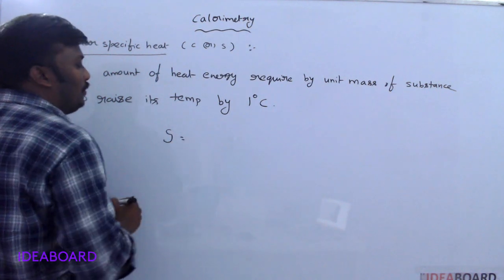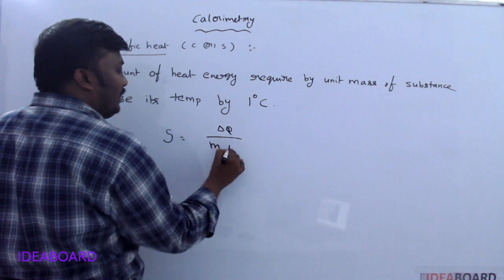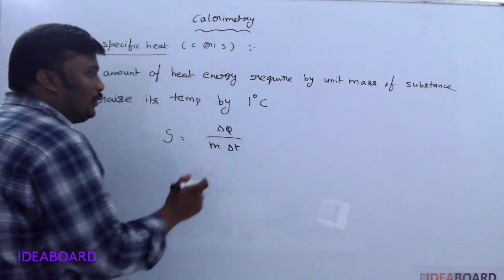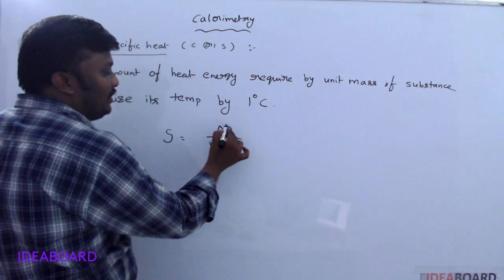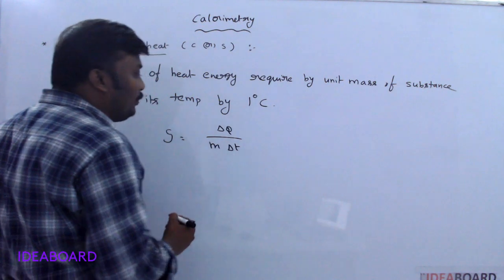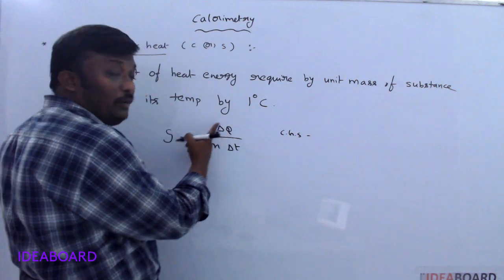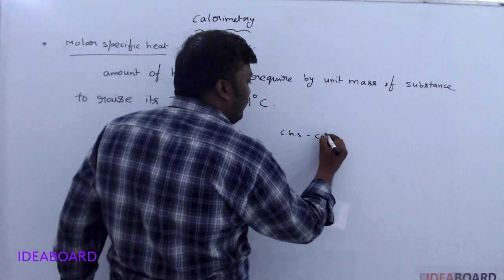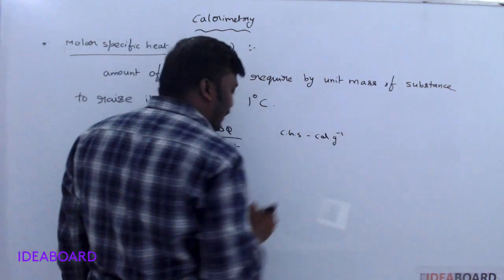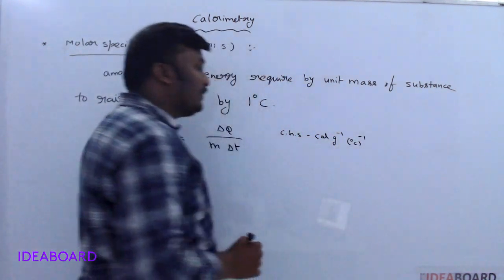Specific heat S is equal to delta Q by M delta T. Delta theta I may use or delta T may use. Okay, delta Q is heat energy, per unit mass, per unit temperature difference. So what are the units for it? In CGS the units are: unit of heat calorie, unit of mass gram, so gram inverse because it is in the denominator, and temperature degree Celsius inverse.